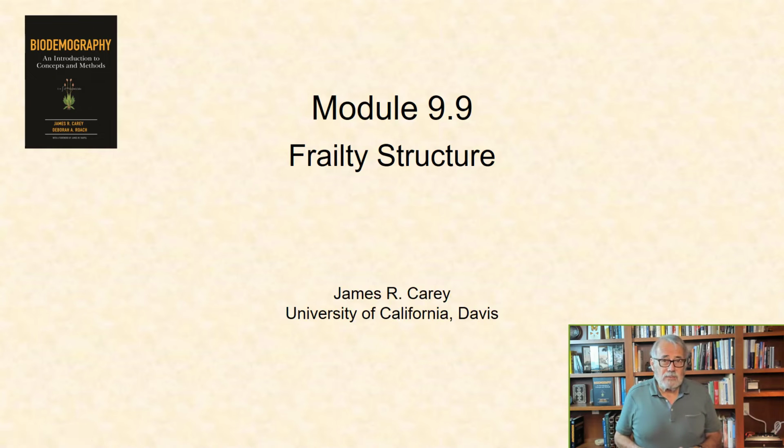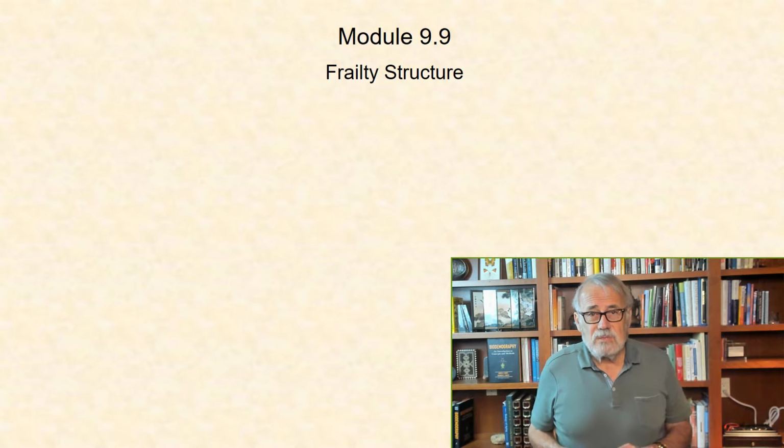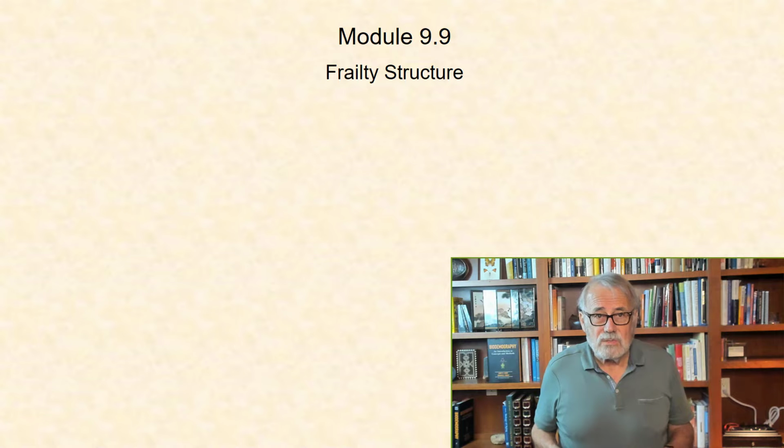In this module of Chapter 9, I will discuss the concept of frailty structure in populations using data on the Mediterranean fruit fly. The frailty structure that I consider here and in our Biodemography book is based on a mixture of different age cohorts in a sample that is captured in the field and subsequently monitored through death.